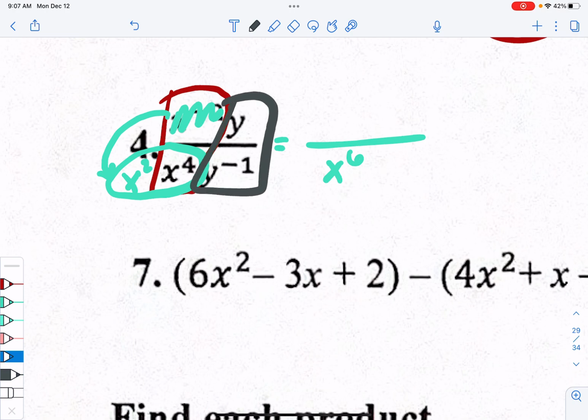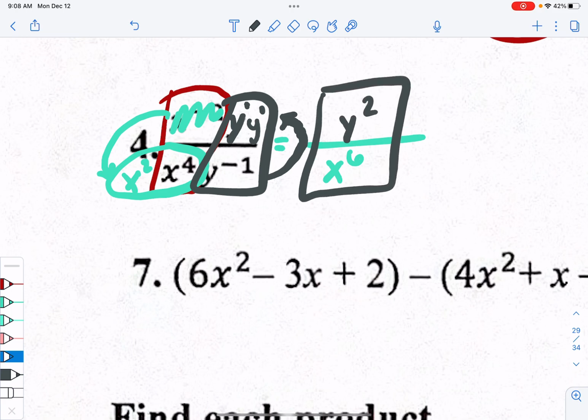And if I have y to the -1st power, I'm going to bump him to the top to make him y to the +1st power. But there's already a y to the +1st power, and that just makes y squared. So I have 2 y's on top and 6 x's on the bottom. Okay, and that's how that all works.